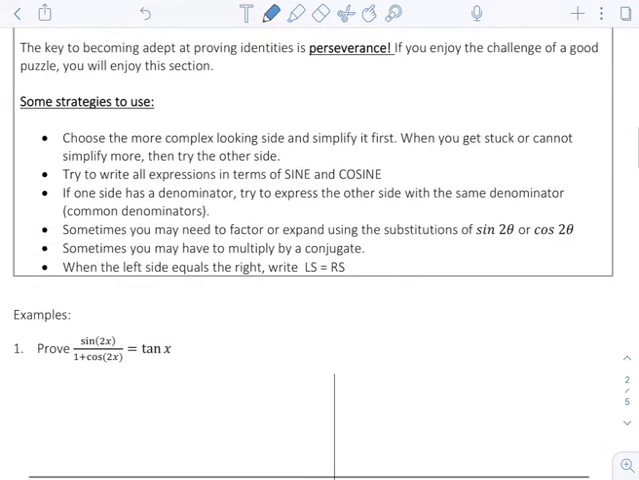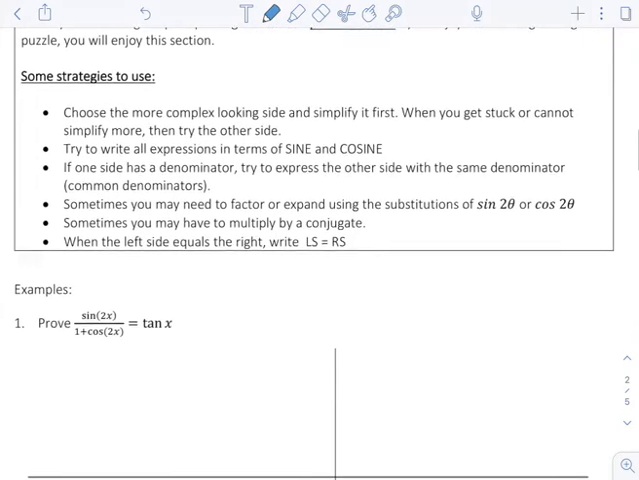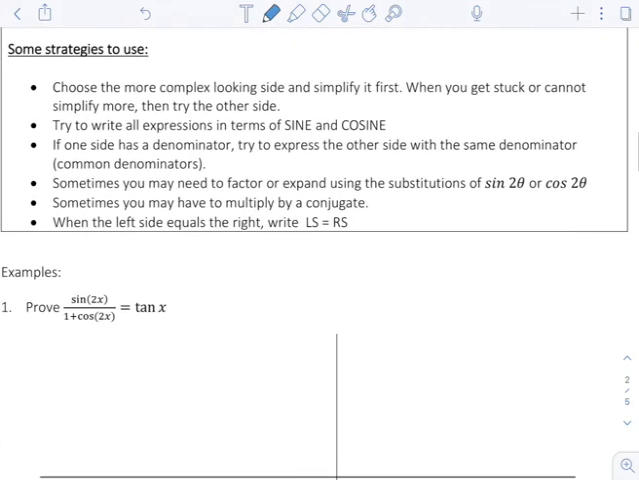So the key to becoming a good identity solver is perseverance. So just not giving up. Keep practicing, you'll be okay. Some strategies that you can use are pick the most difficult side and work with that one. If you get stuck, put it back and start working on the other side. Try to write everything in sine and cos. That's probably the most important one, or the most useful tool.